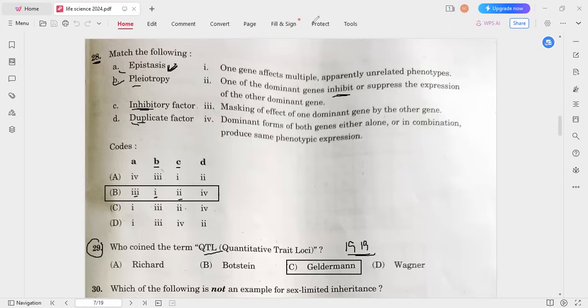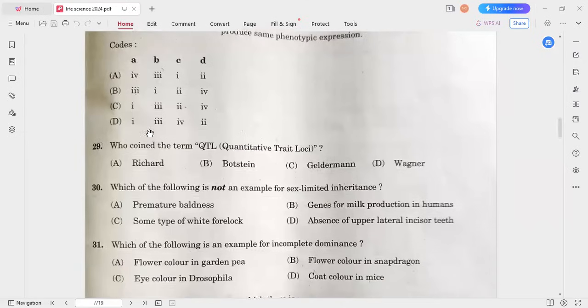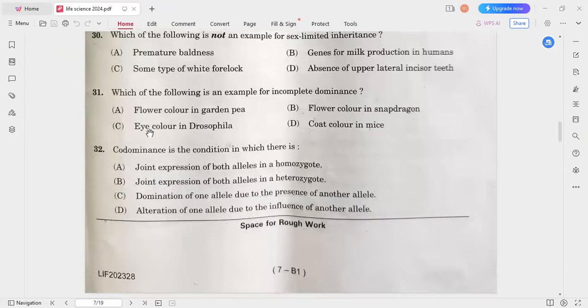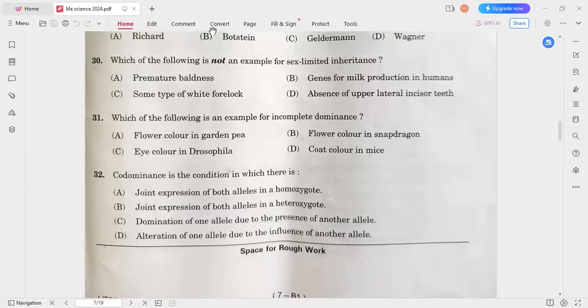Now move on to the next question, question number 30. Which of the following is not an example of sex limited inheritance? Here we have to find the one that is not involved in this particular question.